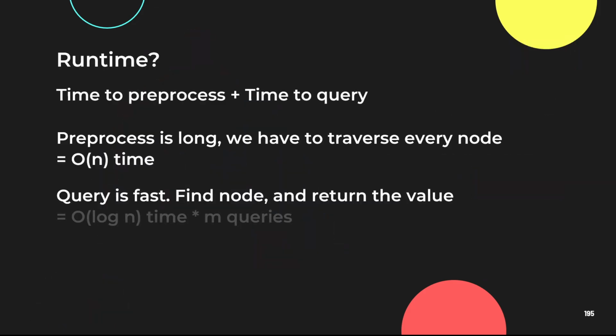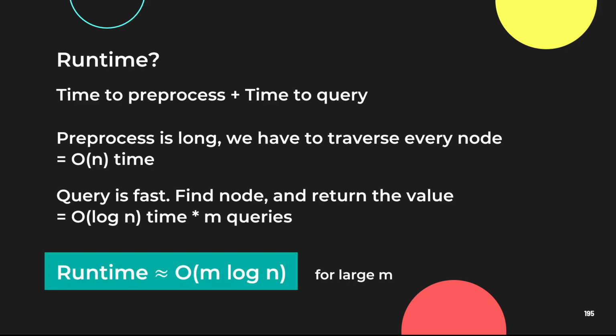So the runtime here is the time to pre-process plus the time to query. Pre-processing is quite long, so to traverse the nodes, that will take O(n) time. But why do we need to take O(n)? Because instead of computing the height every time, we just need to calculate it once. Then once we calculate this, we can just directly query it. So we can query it in m log n time. Wait, I think the pre-processing part should be n log n. I think I did something wrong here. So in total, that will give us m log n plus n. Sorry, I'll fix this later.